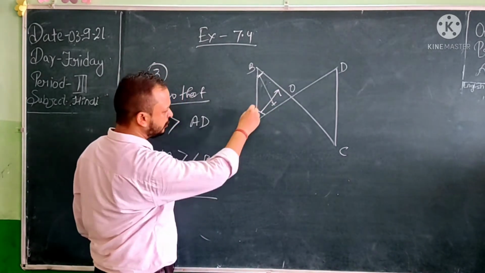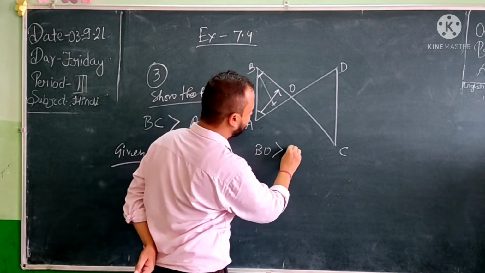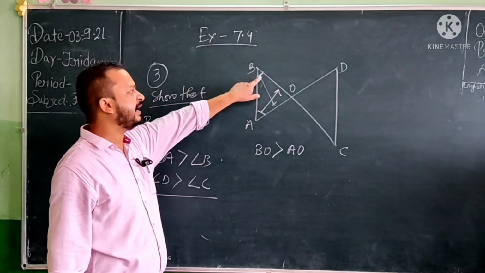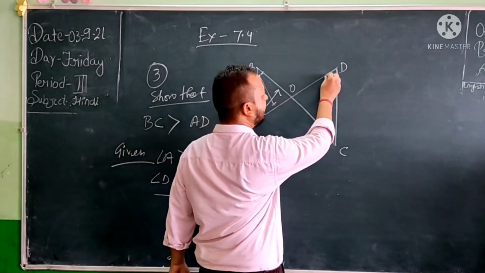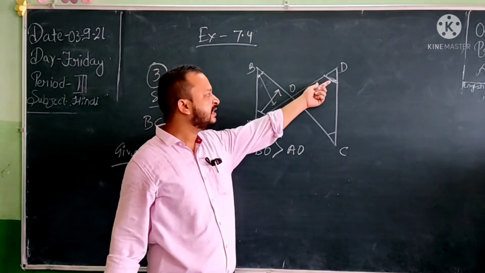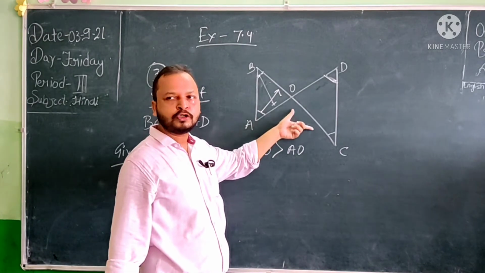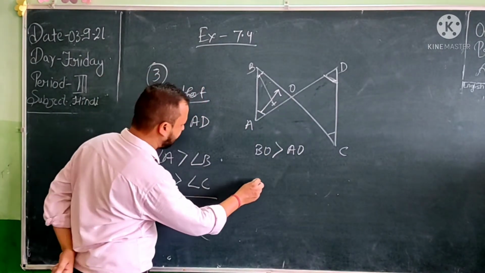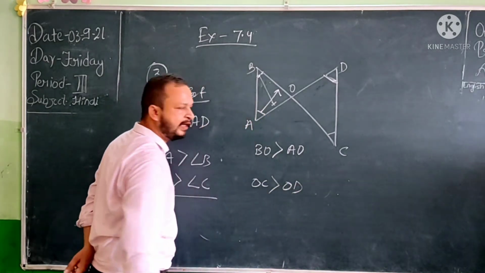So by this conclusion you can say that BO or OB is greater than AO, right? Because angle A is greater than angle B. Similarly, it is given that angle D is greater than angle C. If angle D is greater, so opposite side of angle D is what? OC. So OC is greater than OD. Right? By this conclusion, you can say that OC is greater than OD.